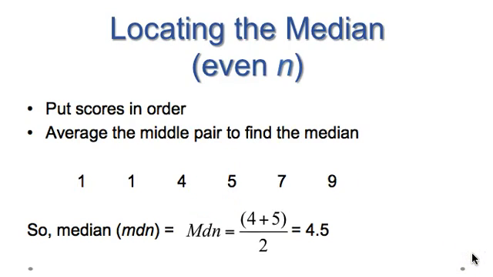As we learned earlier, the mean is highly influenced by extreme scores or outliers. The mean is not resistant to extreme scores. The median, on the other hand, is resistant to extreme scores. It's not affected by outliers.